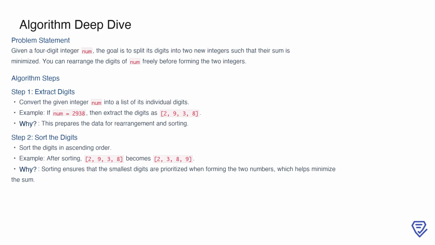Next, we sort these digits in ascending order. Sorting ensures that the smallest digits are prioritized, which is crucial for minimizing the sum. So, from the original list, 2, 9, 3, 8, sorting it gives us 2, 3, 8, 9. By organizing the numbers this way, we set ourselves up for optimal distribution in the subsequent steps.